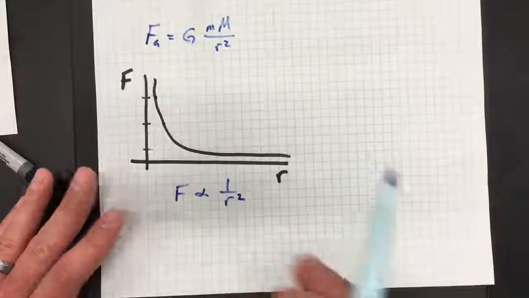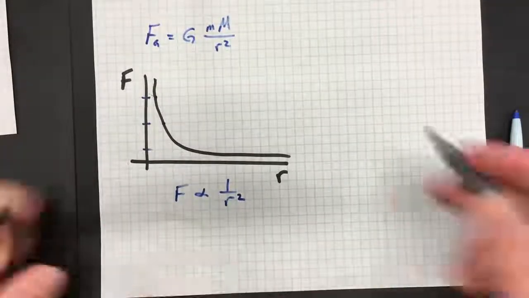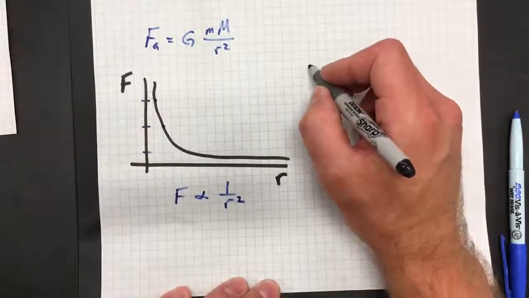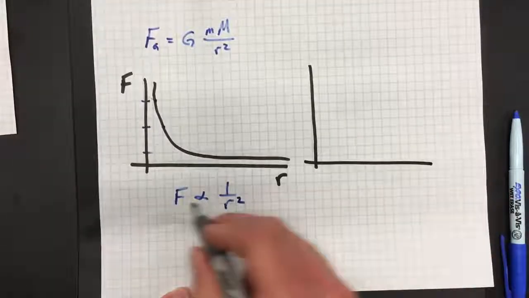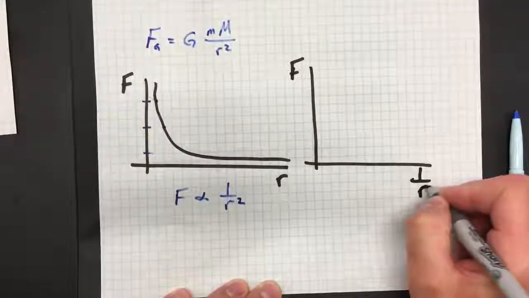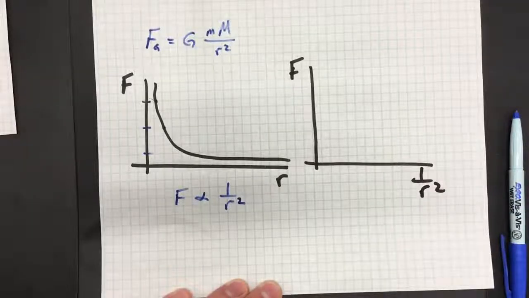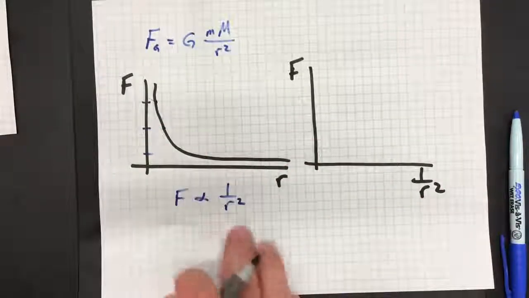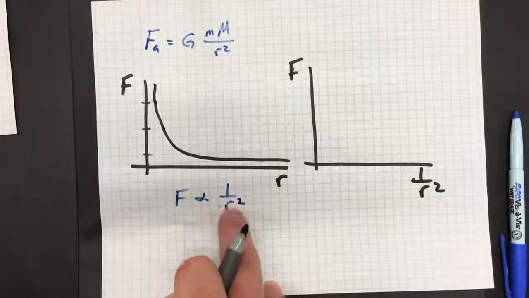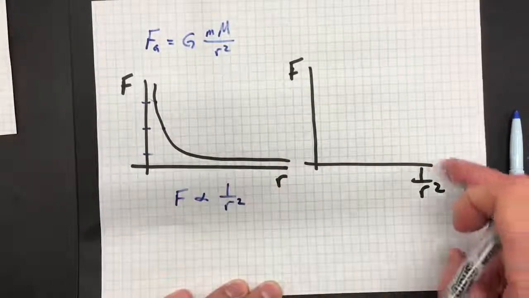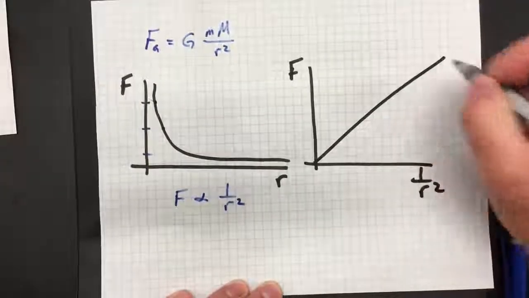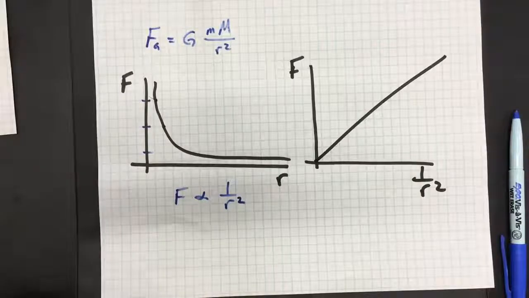So in order to linearize this, the proportionality tells me what to put on each axis. So I would have to put force and 1 over r squared on the axes. And if I took all those original data points that gave me this plot, and I took those r values, did 1 over that value squared for all of them and replotted, it would give me a linear relationship.